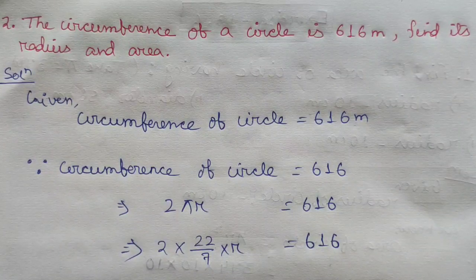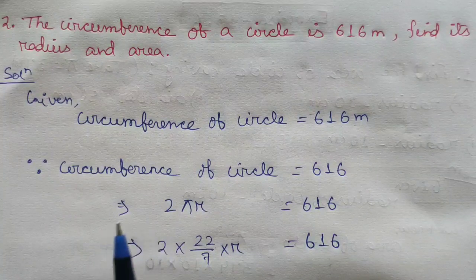So now let's move to our second question. The question is: the circumference of a circle is 616 meter. Find its radius and area. So here what we have to find? We have to find the area of a circle and its radius. So how will you find?